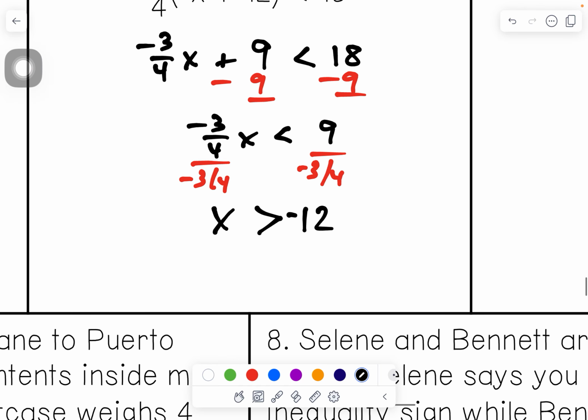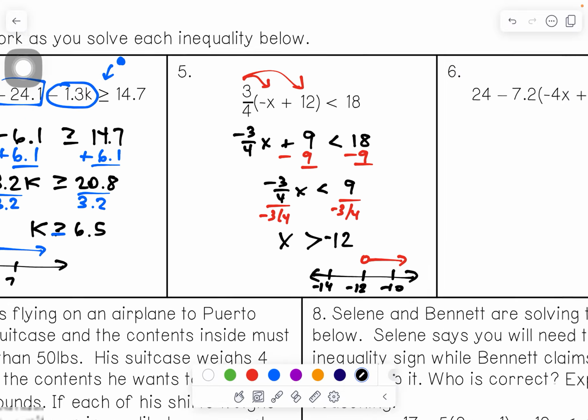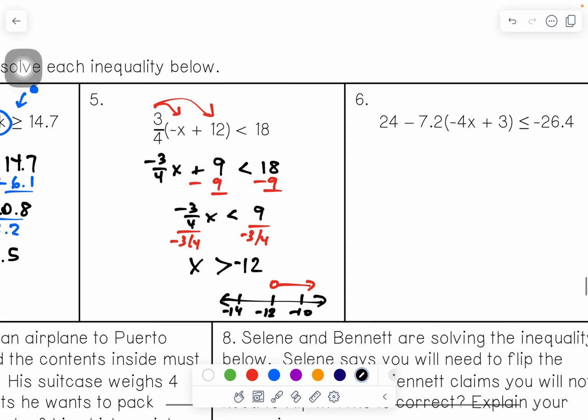When I graph this on the number line, I'm going to put negative 12 right in the middle. This is an open set because there's no equal to, and greater than means to the right. Could there be more detail on my number line? Sure, that's up to you, as long as you have your solution on there.